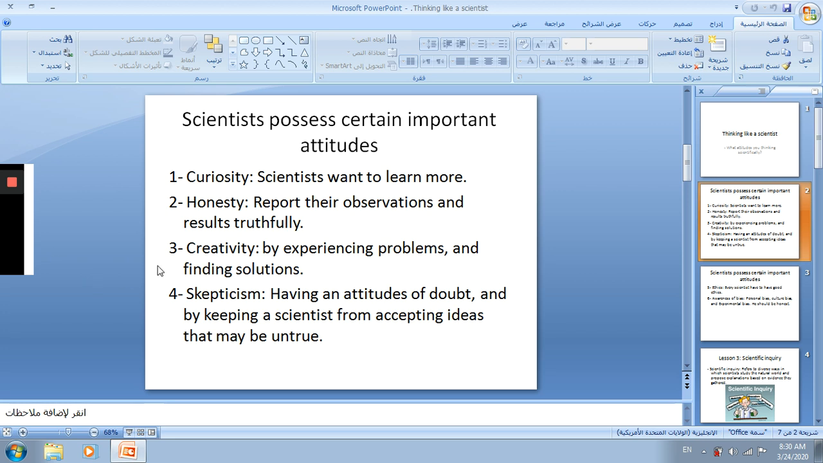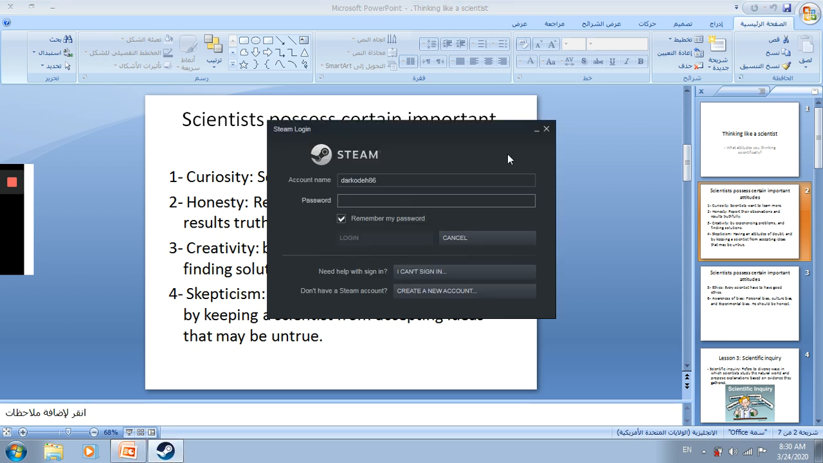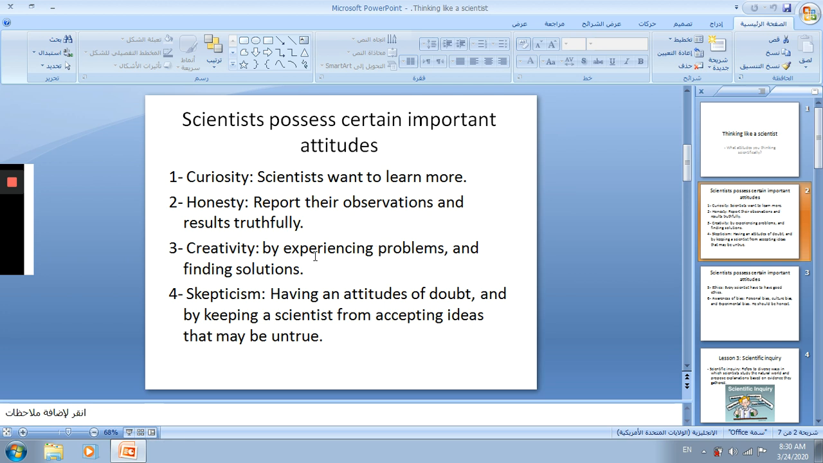Okay, number 3, creativity. Now the creativity comes to the scientist by what? By experiencing problems and finding solutions. Each scientist should be creative by experiencing problems and finding solutions.